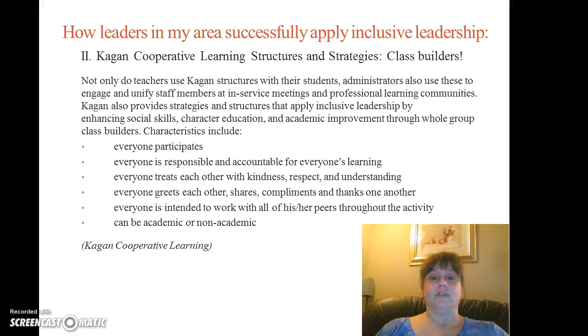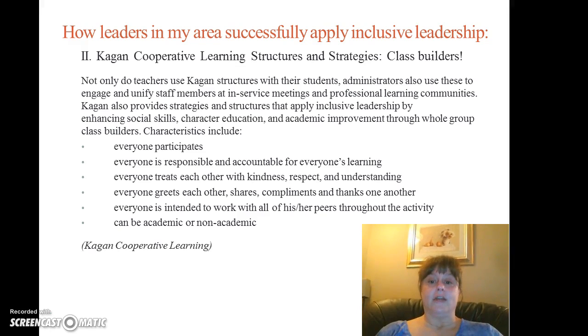And these characteristics include that everyone participates, everyone is responsible and accountable for everyone's learning, that everyone treats everyone else with kindness, and they share and they compliment and they thank one another at the end of the task or activity that they are working on, and that everyone is intended to work with all of his or her peers throughout the activity. And these structures can either be academic or non-academic.